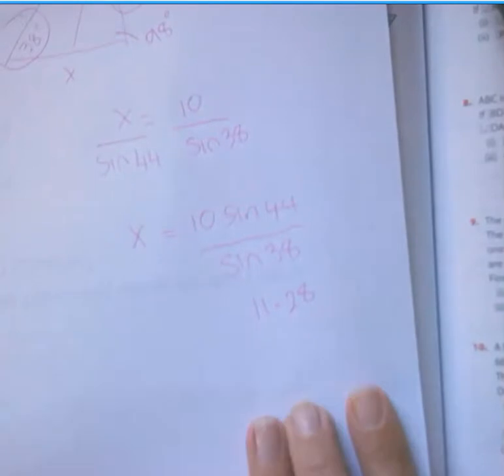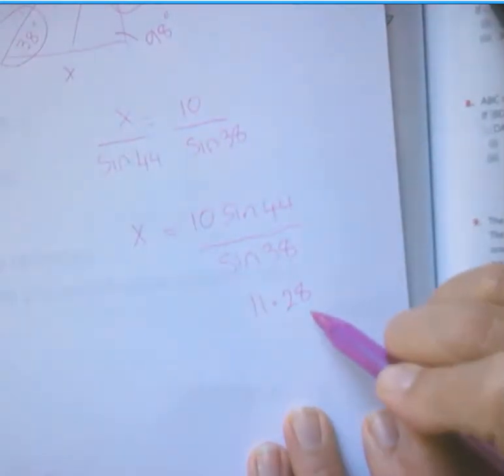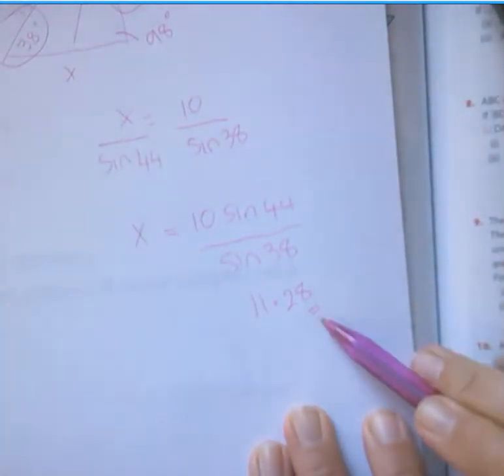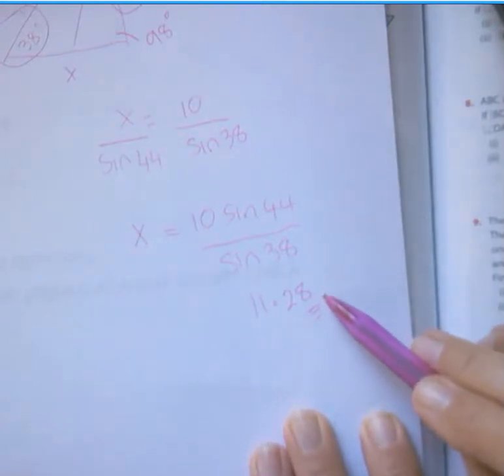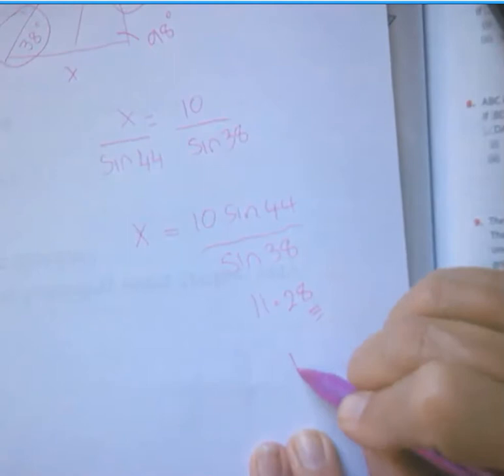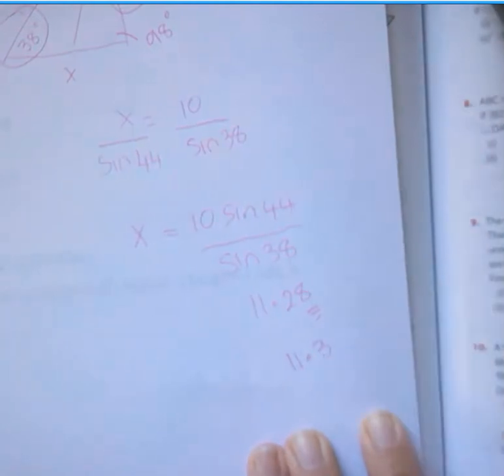Read this question. They wanted it correct to one decimal place, so you're looking at the second decimal place. This time it is a 5, 6, 7, 8, or 9. So we're going to add one on, and we get 11.3.